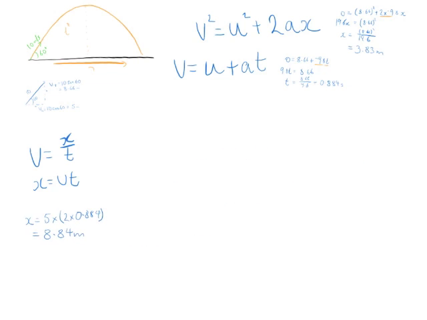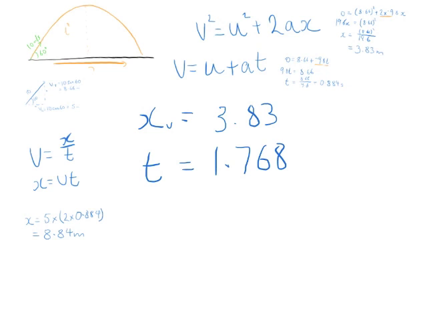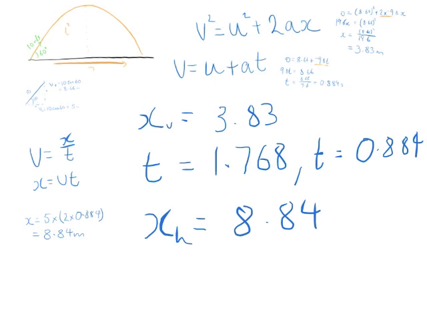It's the horizontal distance. So the three things you have been asked to find were the distance it goes up, our distance vertically, which we found out to be 3.83 meters. You've been asked to find the time of the flight, which equals 1.768, or if you're asked to find the time of just up, the time just up was 0.884, and the distance horizontally, which was 8.84 meters.